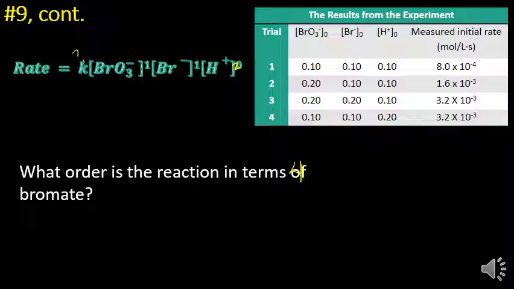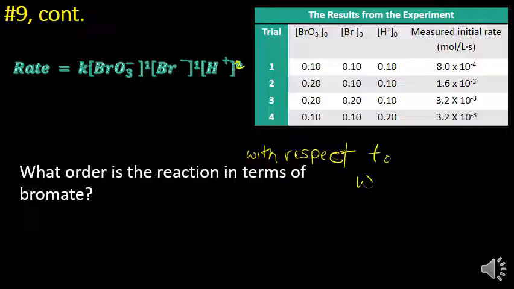What is the order of this reaction in terms of bromate? Another way, what you're going to read in your lab paper, it won't say in terms of, it'll say with respect to, or it'll be abbreviated WRT, with respect to. Meaning in terms of. So what is the order of the reaction in terms of bromate?